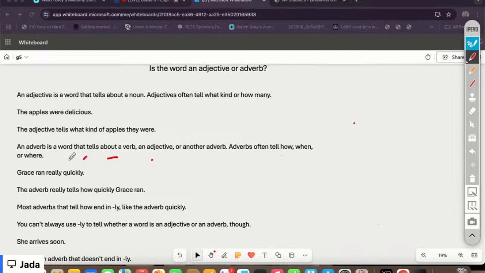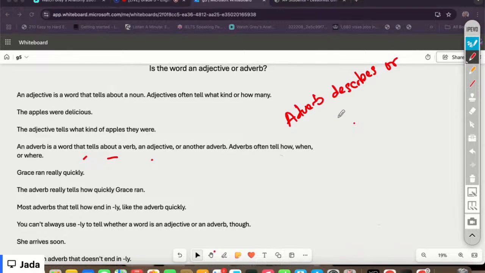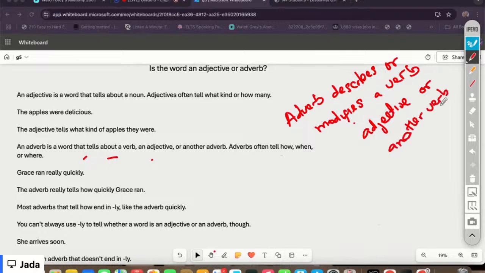All right, good. So moving on to the adverb. An adverb is a word that tells about a verb, an adjective, or another adverb. So adverbs describe or modify. Okay, so it describes or it modifies a verb, adjective, or another adverb. Okay, so itself as well. All right, so that's what we have as the adverb.